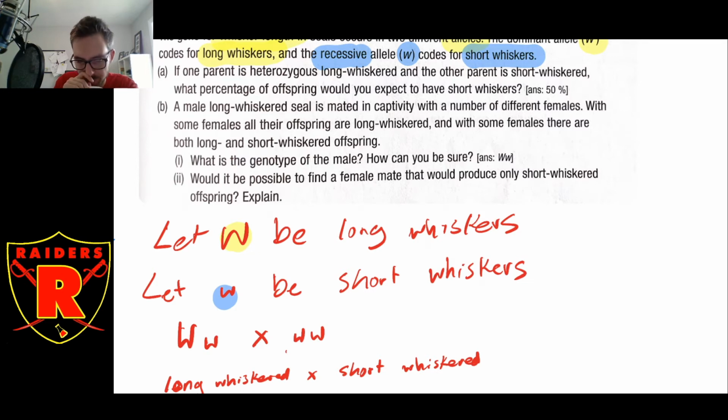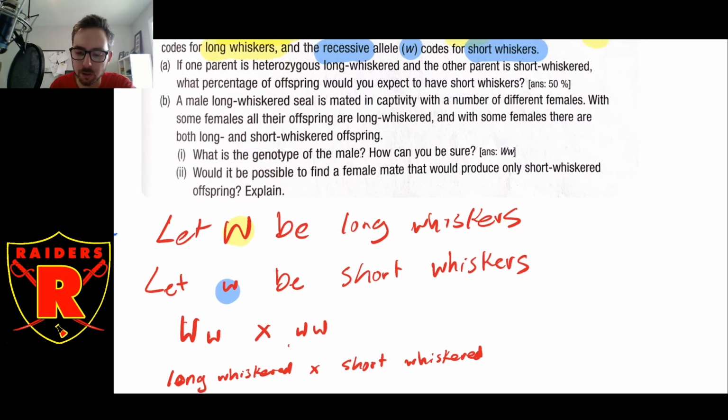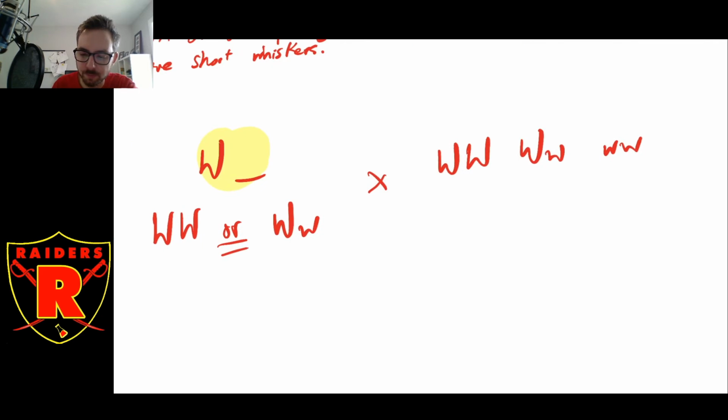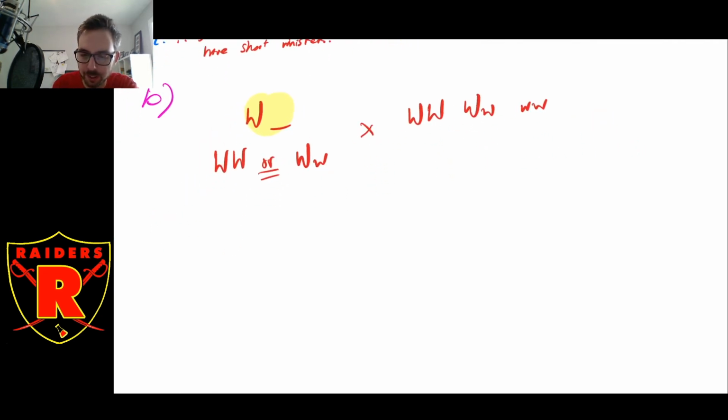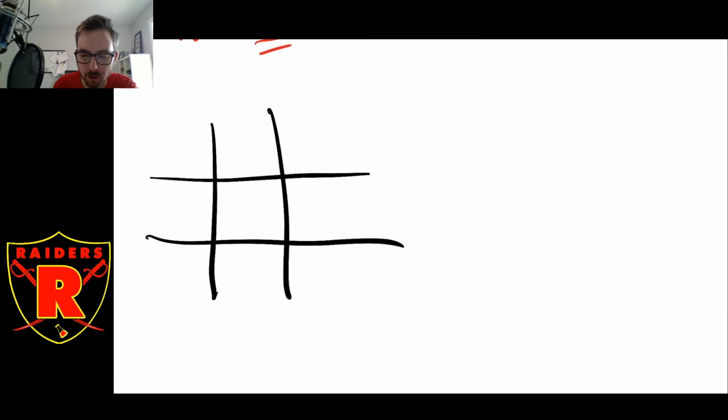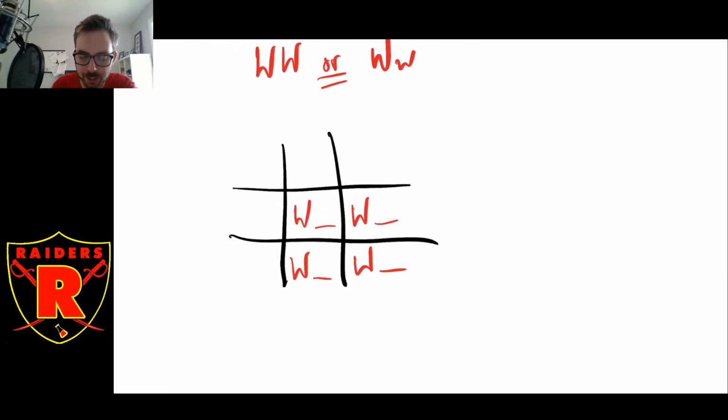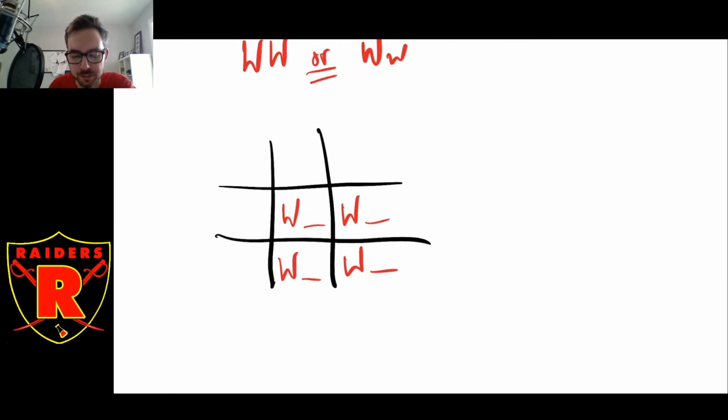So it says, with some females, all their offspring are long-whiskered. In a Punnett square, what it's saying is that for some of the females, every single one of the offspring is long whiskered, so contains a big W.